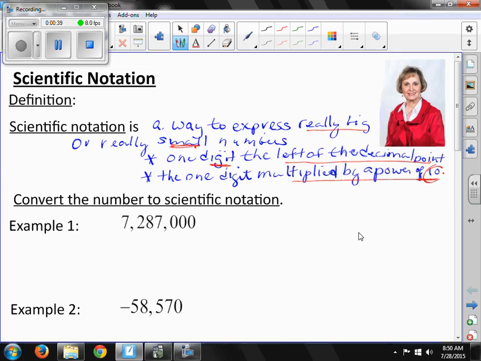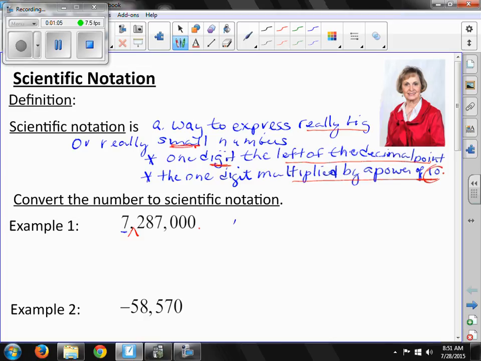7 million, we want to convert this to scientific notation, 7,287,000. Well, I will start by putting a caret. That's where the new decimal point is going to go. The original decimal point is at the end if it's not showing. I'll put a caret to the right of the first non-zero digit so that I have one digit to the left of the decimal point.